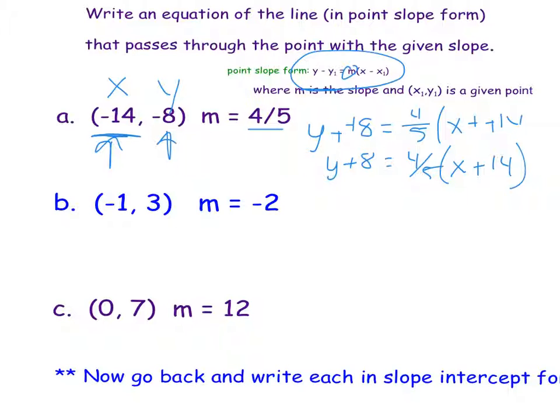So now it says to go back and write it in slope-intercept form. So generally this is very easy, but because I have fractions, it's a little icky. So I'm going to go like this. So here we have y plus 8 equals, so just distribute that out. 4/5 x plus, and now here this is the icky part, 4 times 14 and then over 5. So 54?